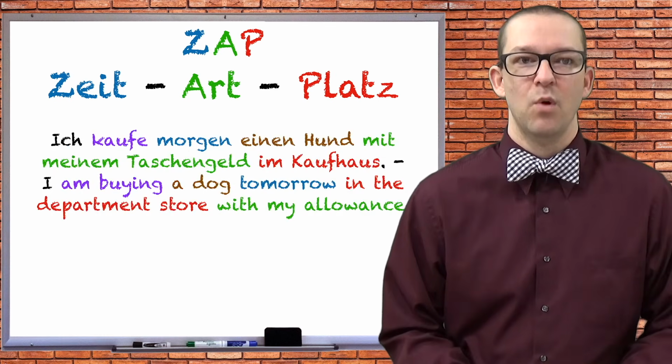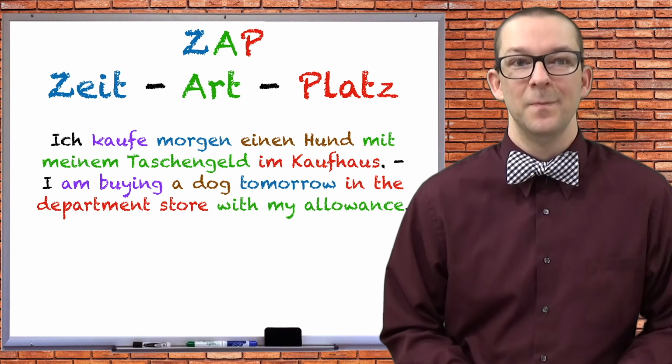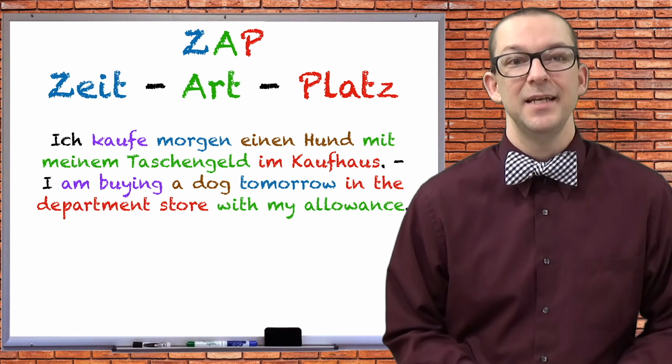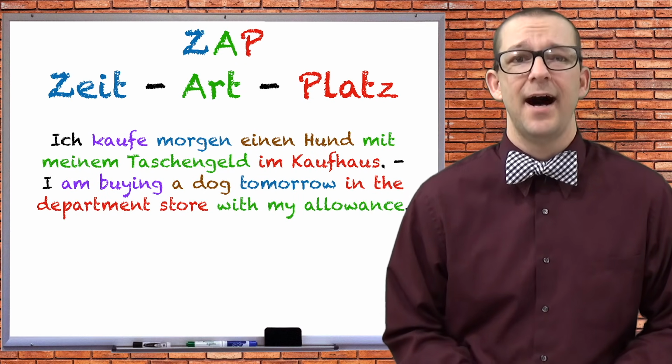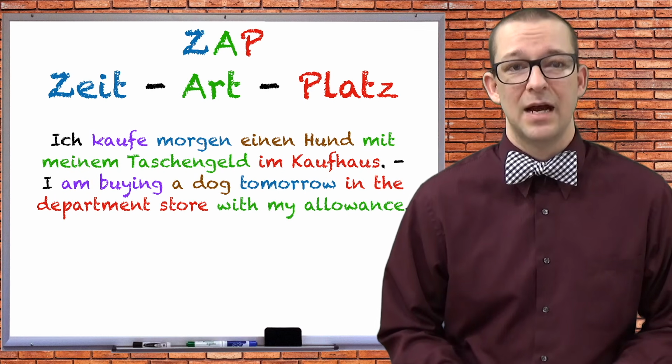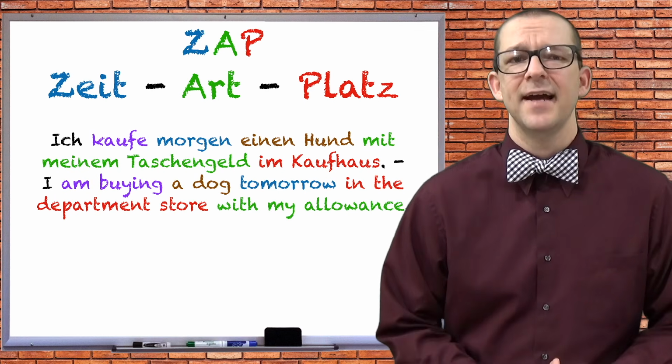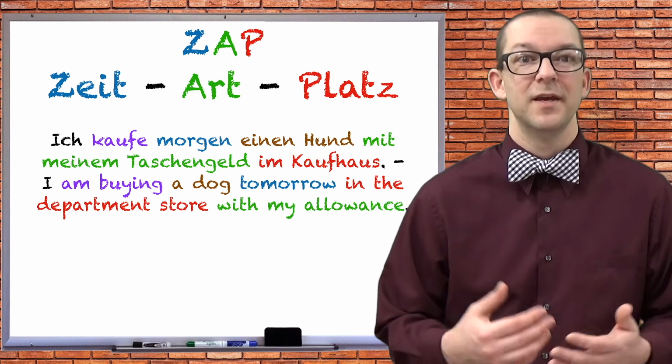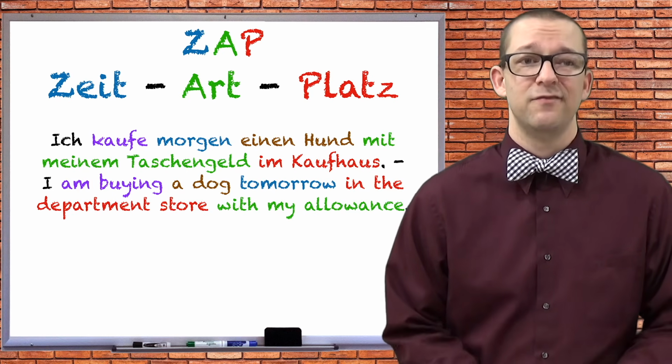Ich kaufe morgen einen Hund mit meinem Taschengeld im Kaufhaus. I am buying a dog tomorrow in the department store with my allowance. Disregarding the fact that I've never seen a department store with a pet department, the breakdown is as follows.